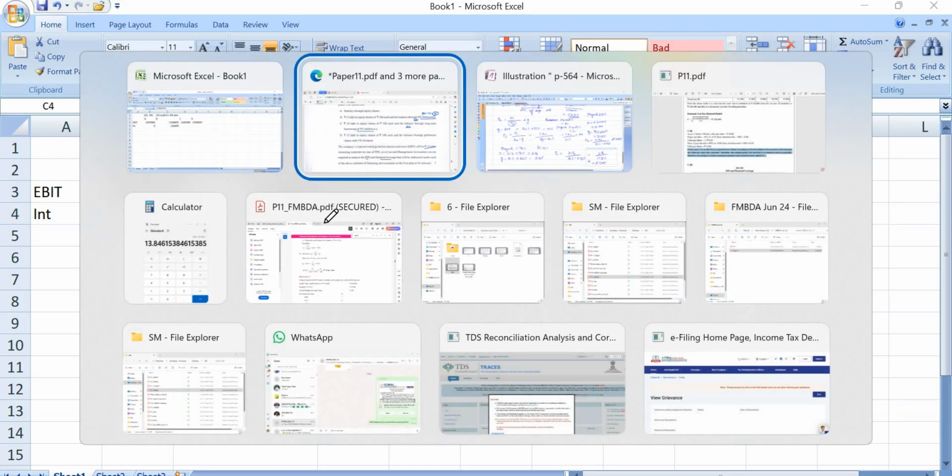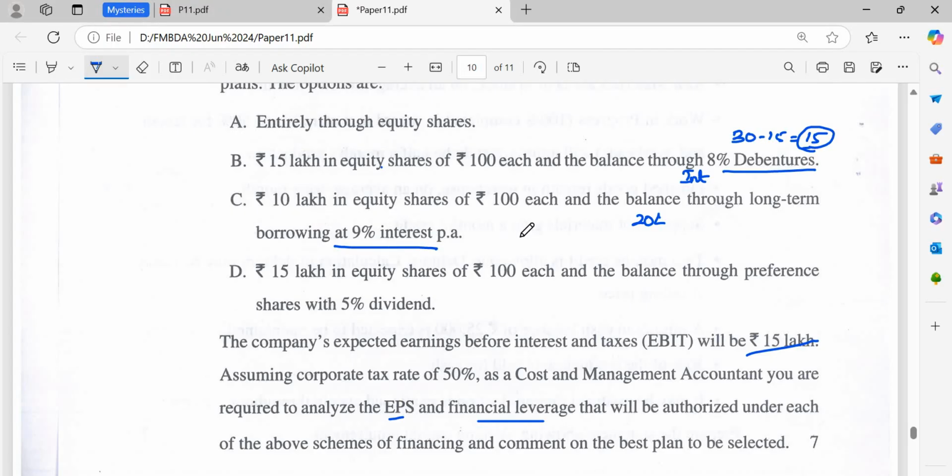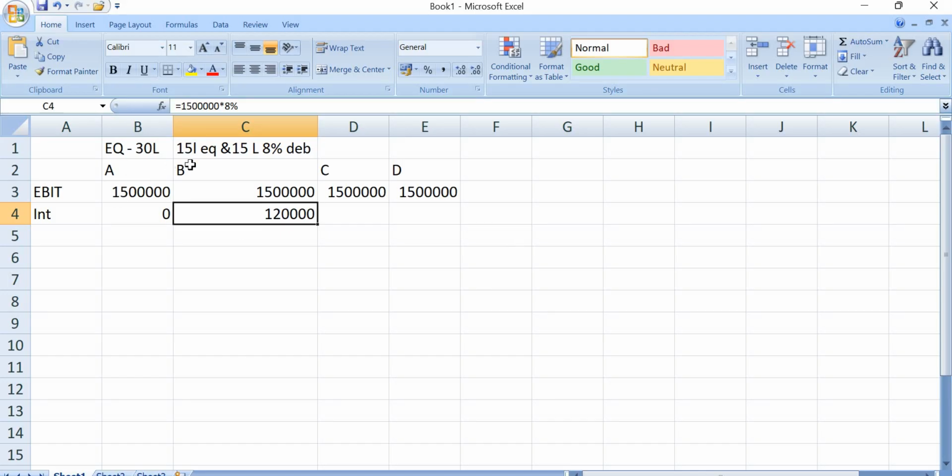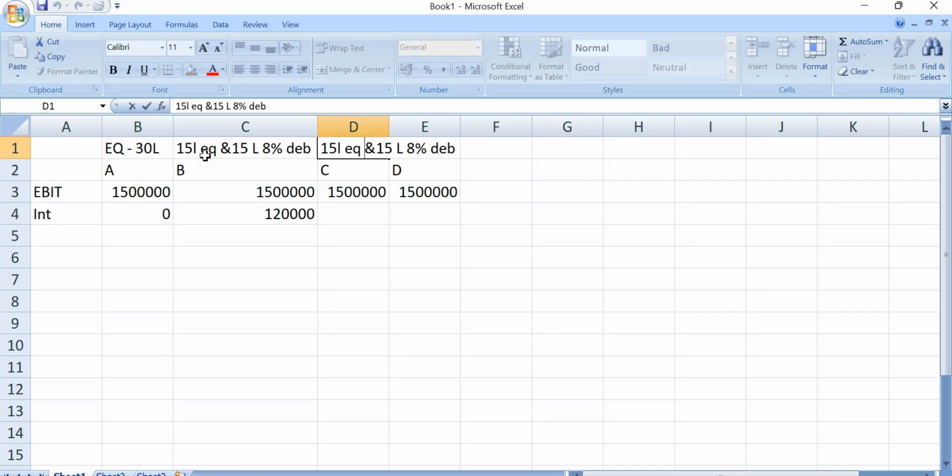For option C, we are going to borrow money at 9%, that is 20 lakhs. So 10 lakhs as equity and the remaining 20 lakhs as 9% borrowings. So 20 lakhs into 9%. So 1,80,000 will be my interest.